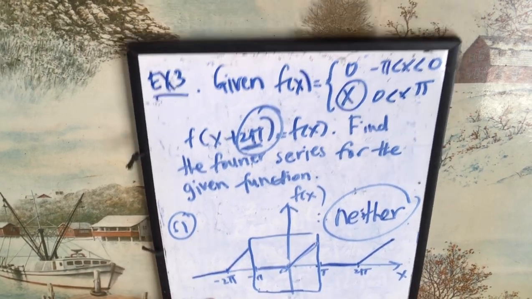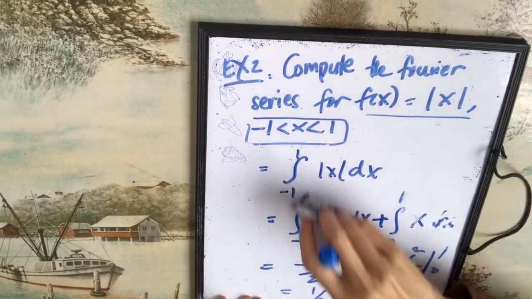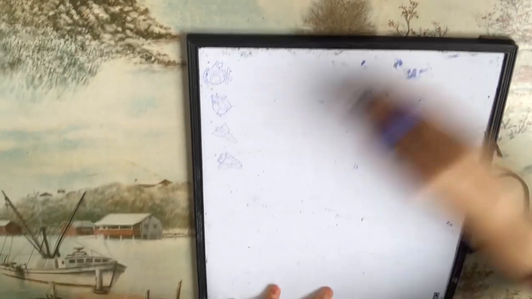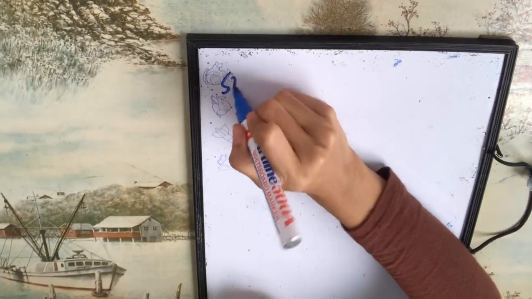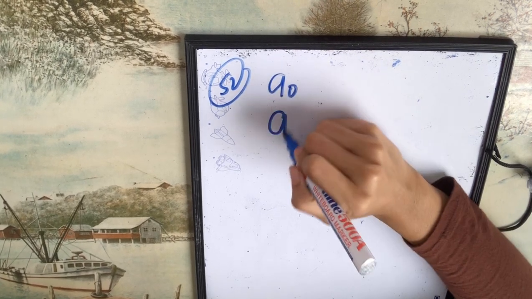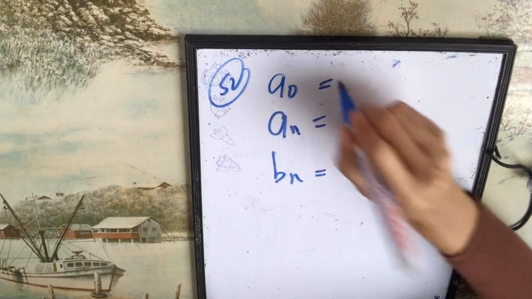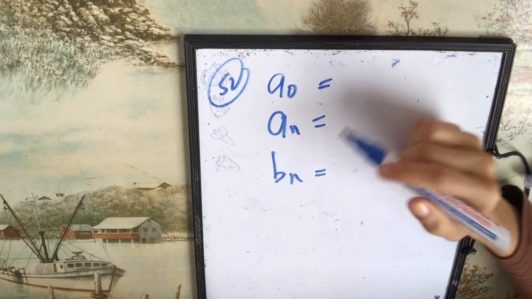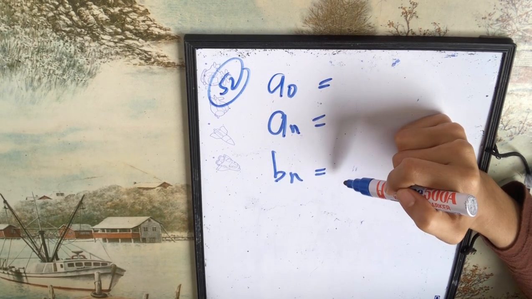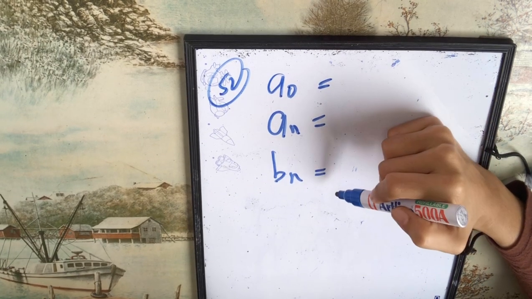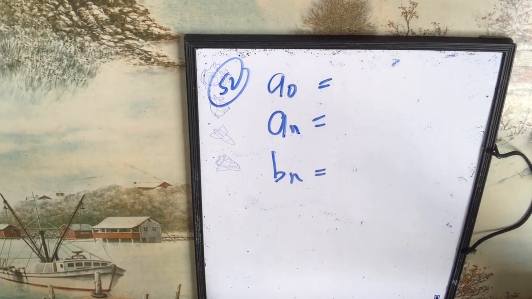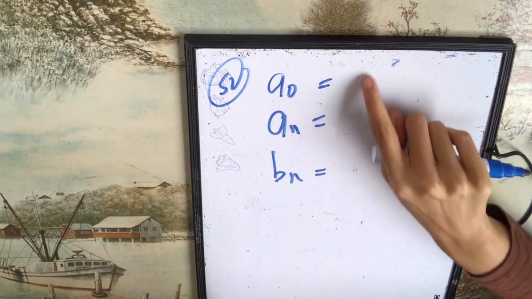So how to answer this one? Same thing, but now this is neither. It means that no Fourier coefficient equals 0, so you need to calculate all. Before this, if the function is even, you just calculate a0 and an, and your bn is 0. If the function is odd, you just calculate bn, and a0 and an are 0. But now it's neither, so they have no Fourier coefficient that will be 0. That means you need to calculate all.